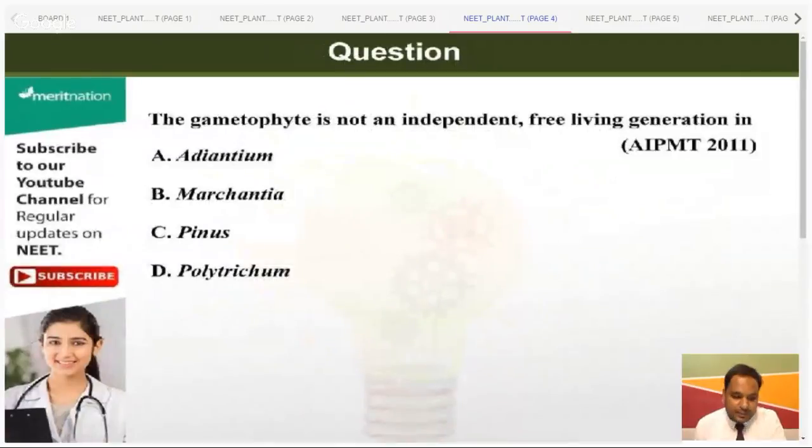The next question says: the gametophyte is not an independent free living generation in A. Adiantum, B. Marchantia, C. Pinus, and D. Polytrichum. Yes, all of you. The gametophyte is not an independent free living generation in which? And why Pinus? Why Pinus, everyone? Why?